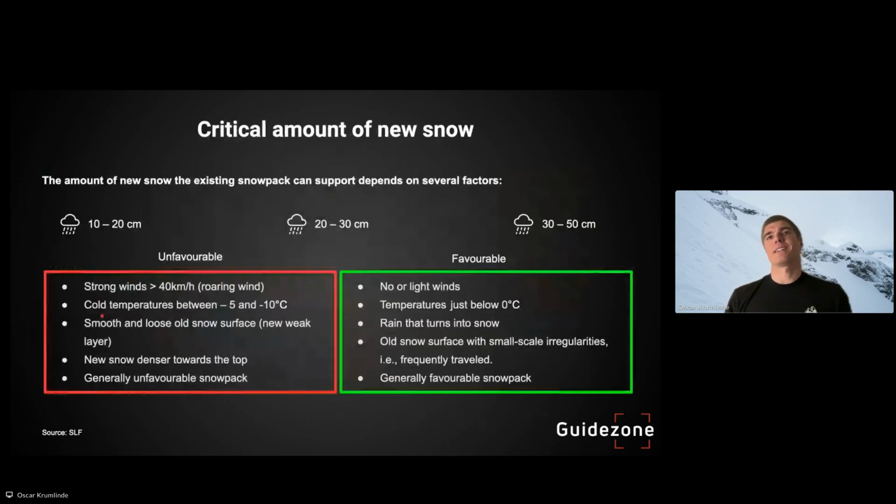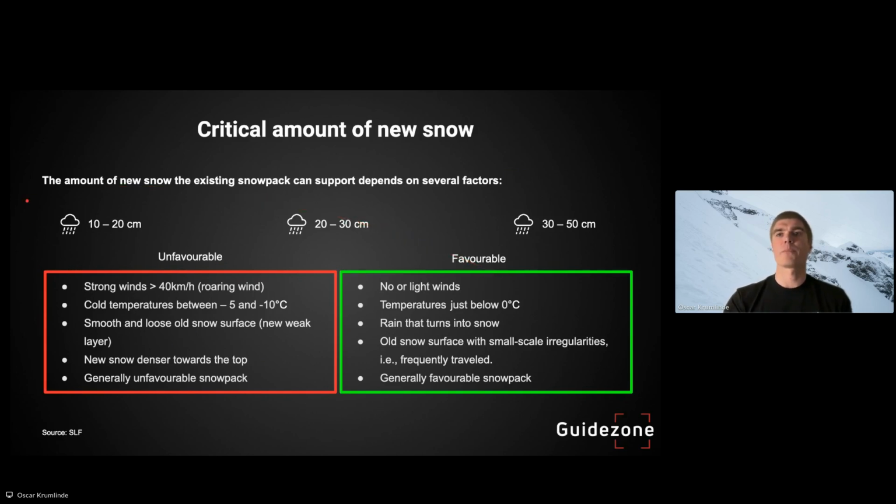So I talked about that new snow can be a problem. So how much new snow is actually a problem? Well, new snow adds additional weight to the existing snowpack and its potential weak layer. And the amount of new snow the existing snowpack can support depends on several factors. And we can categorize these factors into unfavorable or favorable.